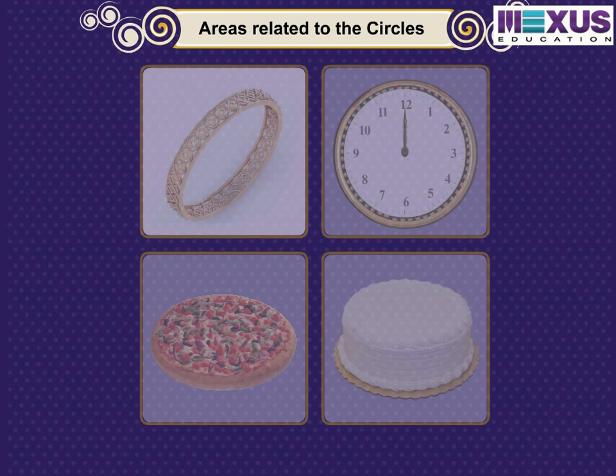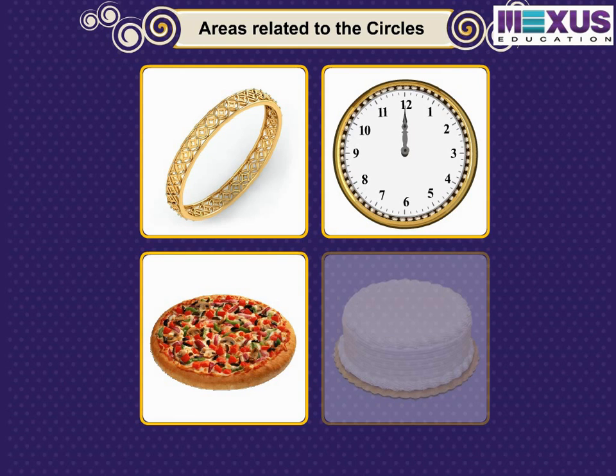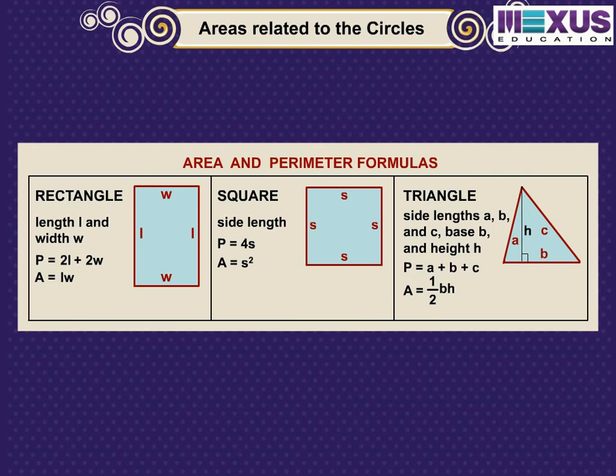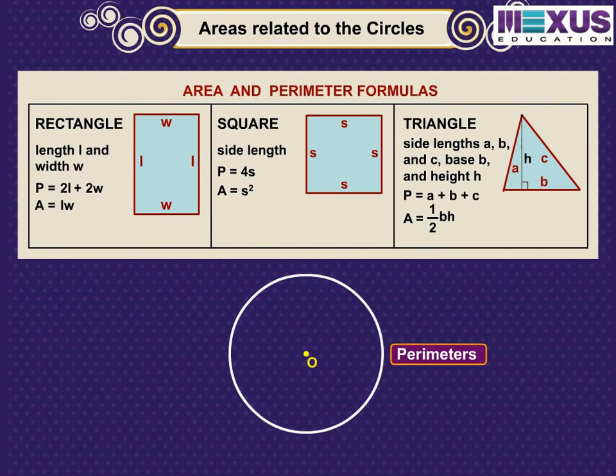Some other examples of circular shapes that we use in daily life are bangles, clocks, pizza, cake, etc. Thus, finding the areas and perimeters of circles is very important, as the size of circles varies. In earlier classes, we have already learned to find the areas and perimeters of different figures, such as a rectangle, square, triangle, etc. Let's see how to find perimeter and area of a circle in the next slide.